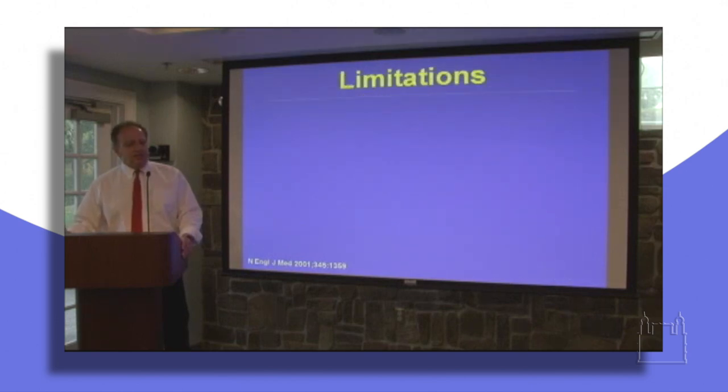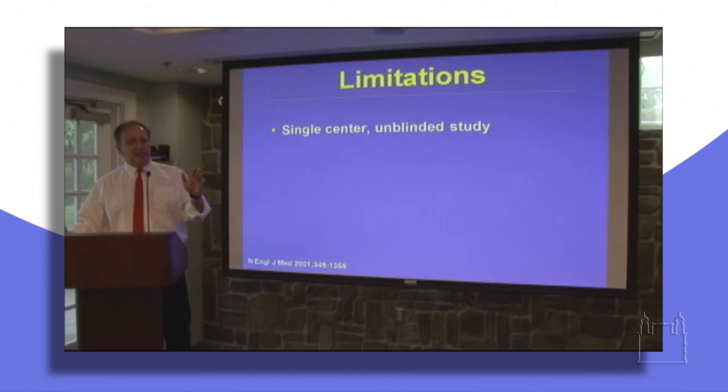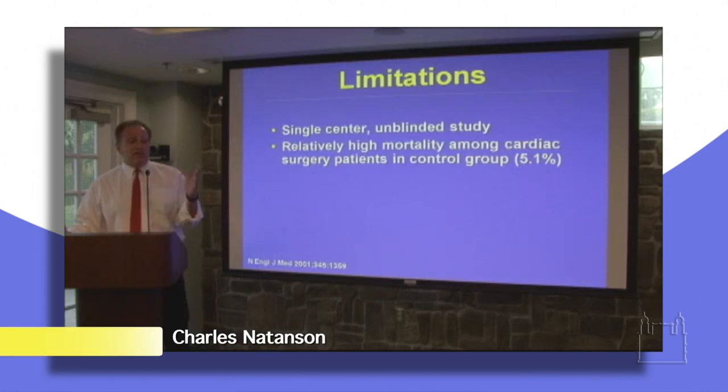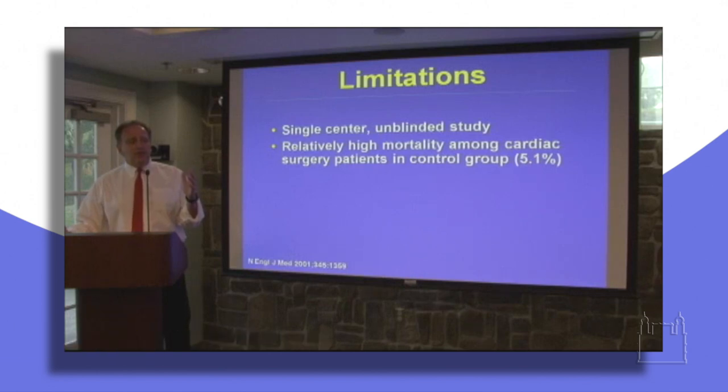The thing you have to understand about the study was single center, unblinded, just like the steroid study by the surgeon I discussed with you that took a decade for people to find out that that result was wrong. And they had a relatively high mortality in this study compared to other studies done around the world. It was 5.1%. To give you an example, in the state of Massachusetts in the United States, there are 11 cardiac intensive care units. And if you reported a mortality above 3% in any one of those units, it would be shut down. This is double the mortality rate for cardiac intensive care units.